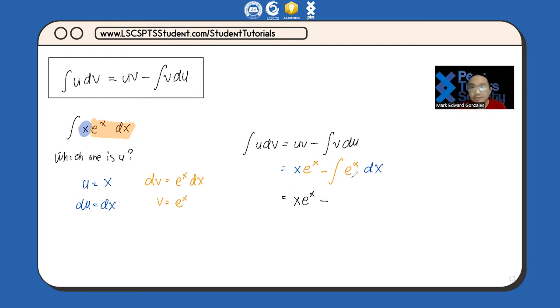The integral of e raised to x dx is equal to e raised to x. Oops, plus c, the notorious constant of integration. And there we have the answer. The integral of x multiplied by e raised to x dx is equal to x multiplied by e raised to x minus e raised to x plus c.